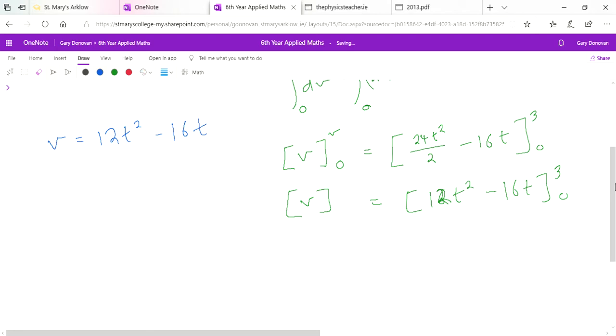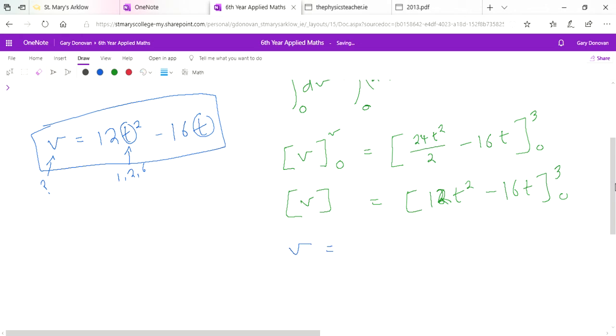So what this equation will do is give us the velocity at any time t. If we want the velocity after 1 second or 2 seconds or 6 seconds, we can get it by just subbing in our values of t. So it's worth noting what each equation tells you, because you might have to come back to it later on. Now to answer this question, what's the velocity after 3 seconds? We just put in v equals 12 times 3 squared minus 16 times 3, and you get v equals 108 minus 48, v equals 60 meters per second. And that's part 1.